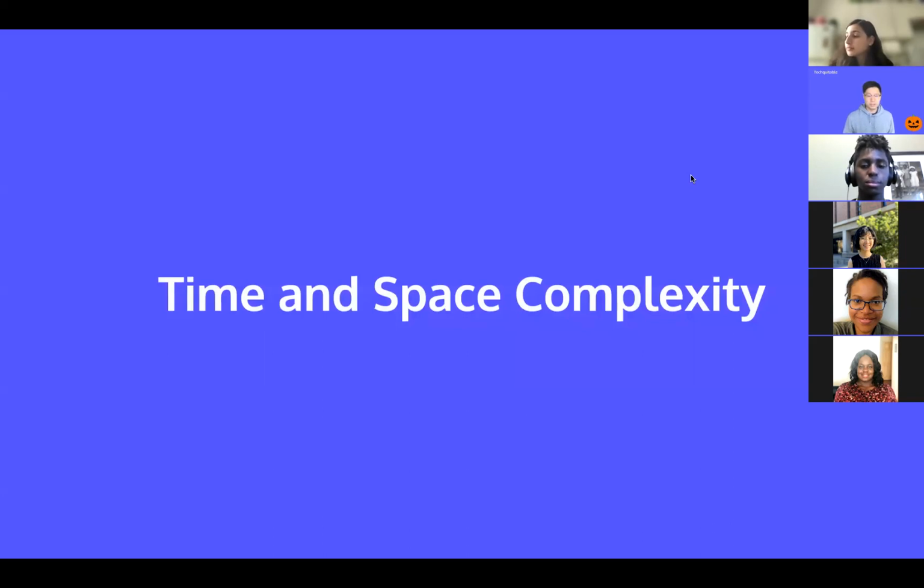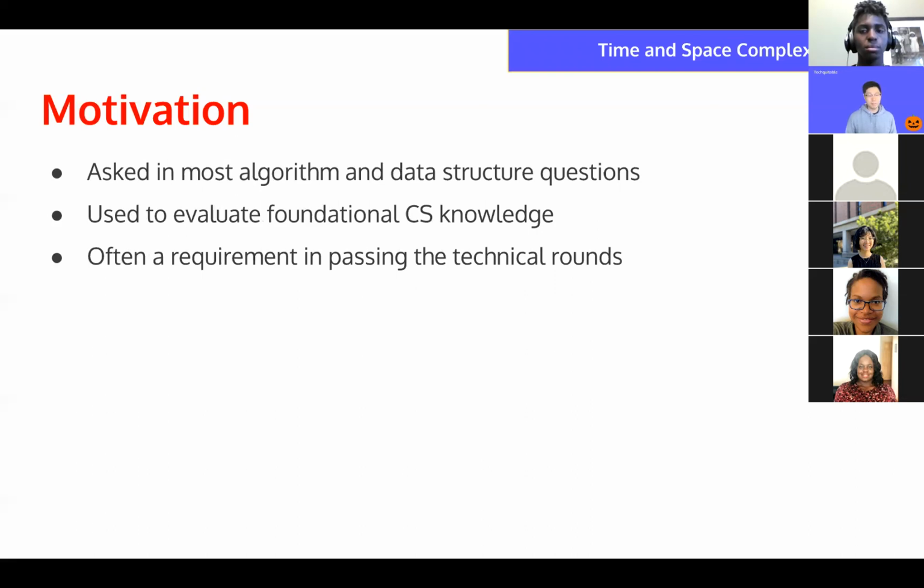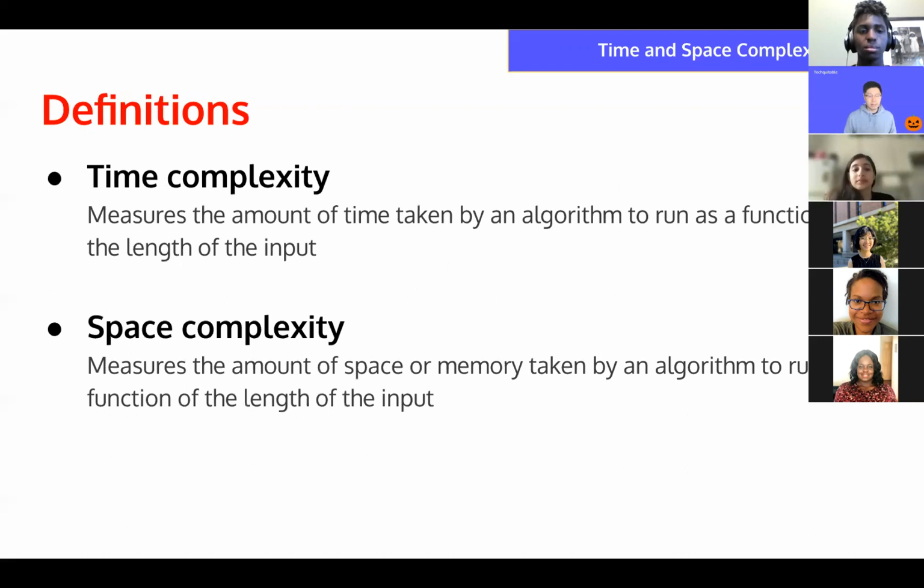So the first topic is going to be on time and space complexity. Sounds pretty complicated and a little spooky, but no worries. So why are we going over this today? The motivation is that this complexity topic is asked in most algorithm and data structure questions. Interviewers ask about it to evaluate foundational computer science knowledge, and a lot of companies also make understanding of complexity a requirement in passing the technical round. So this is why we're going over them.